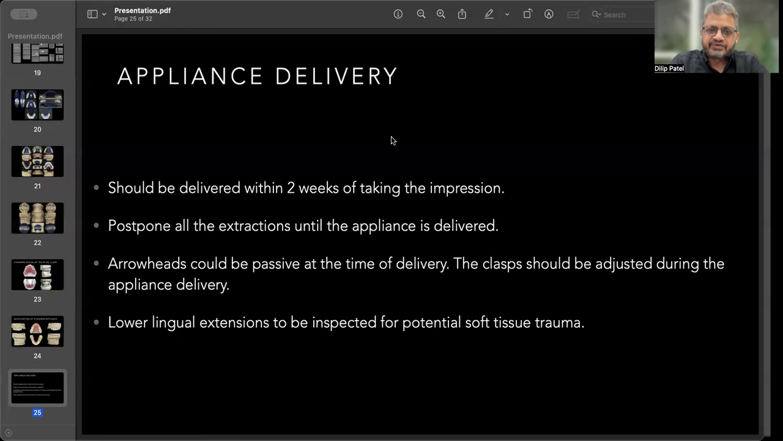Arrowhead clasps should be passive at the time of delivery. The clasps should be adjusted during appliance delivery for firm retention and stability. The lower lingual extension is to be inspected for potential soft tissue trauma, specifically the lingual frenum area. If it is overextended anteriorly or posteriorly, there are chances of trauma to the soft tissue and it may create a traumatic ulcer. So one should be careful about the lower lingual border.